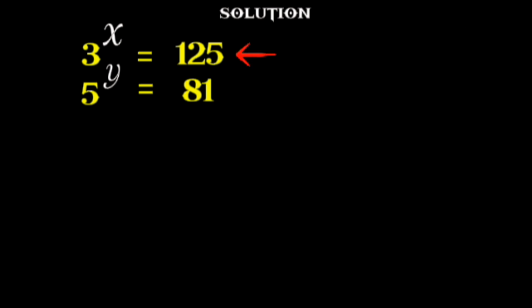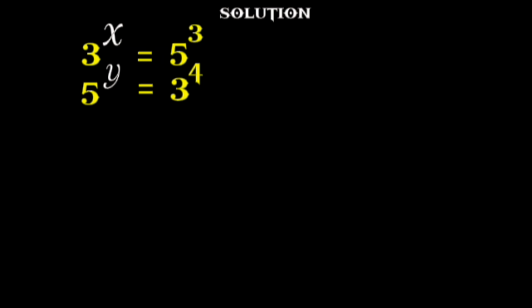125 is not just a random number. It is 5 multiplied by itself 3 times, which means 5 raised to the power of 3. And 81 is 3 multiplied by itself 4 times, which means 3 raised to the power of 4.